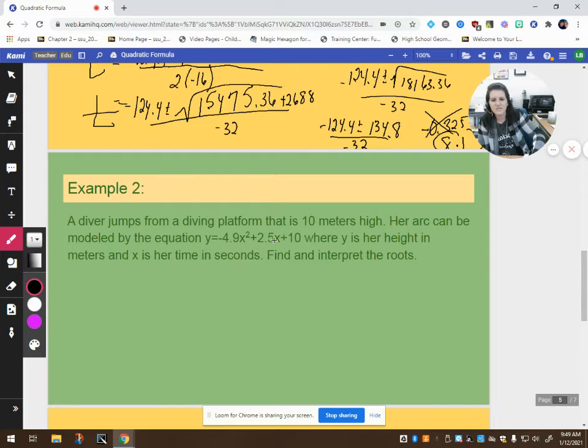All right, so again, we've got negative b, so negative 2.5, plus or minus the square root of b squared minus 4 times a times c, all over 2a.